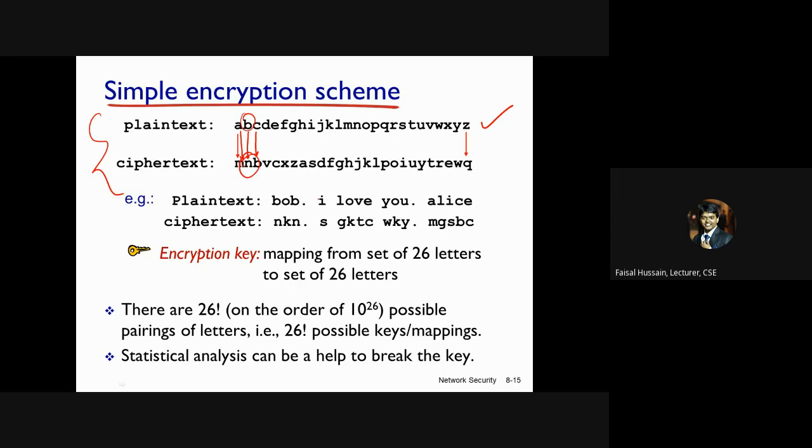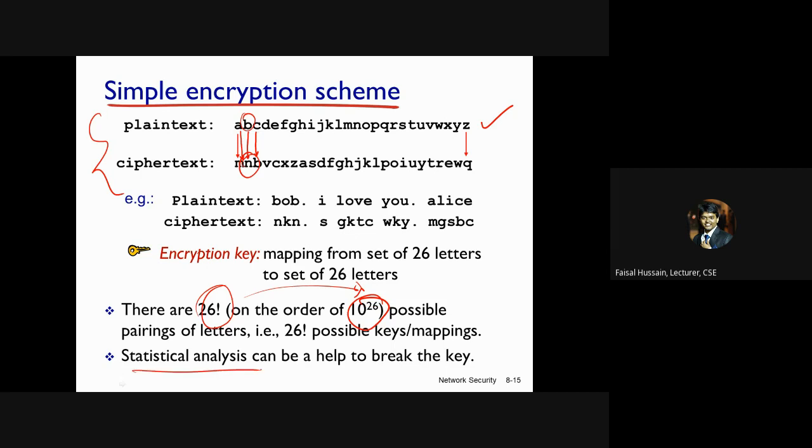So the encryption key is a mapping from a set of 26 letters to 26 letters. So there are 26 factorial possibilities. So actually it is not 10 to the power 26, 26 factorial is the case, and this is close to 10 to the power 26. Okay, so possible. You see that you actually have permutation cases here.